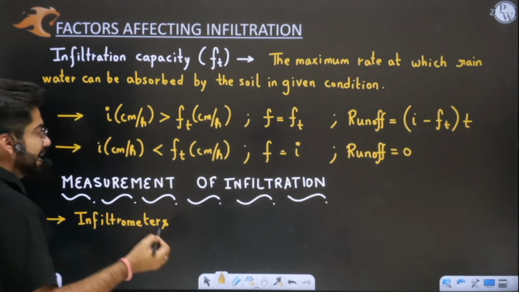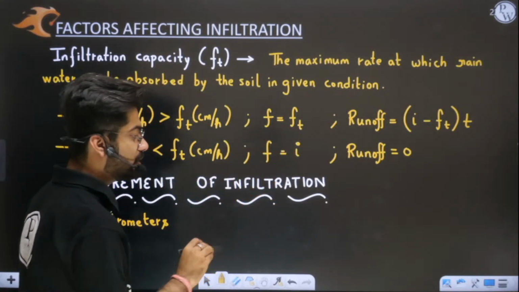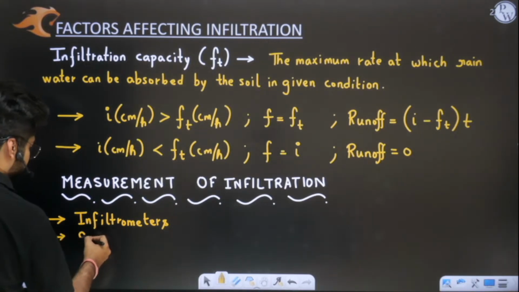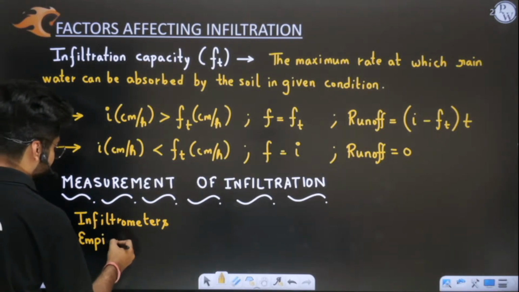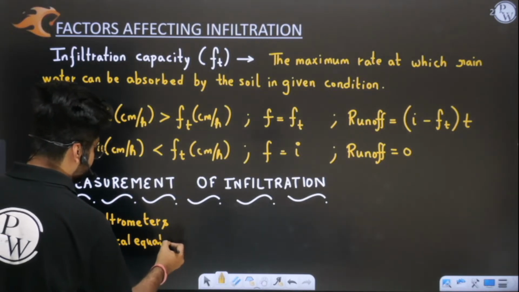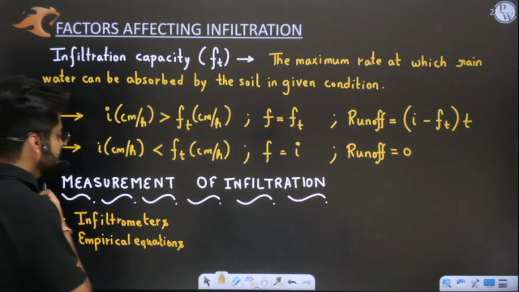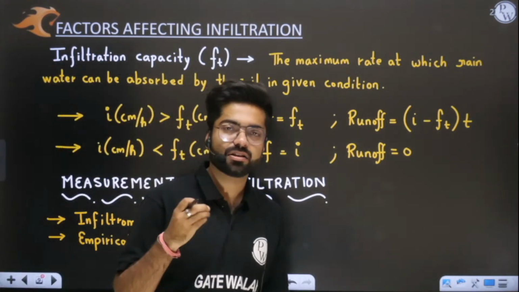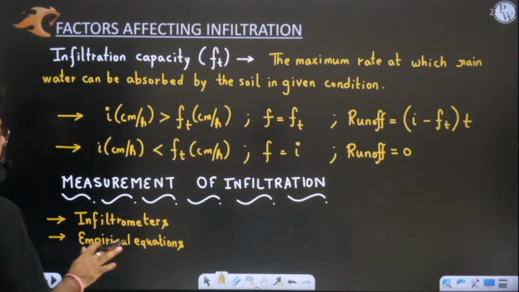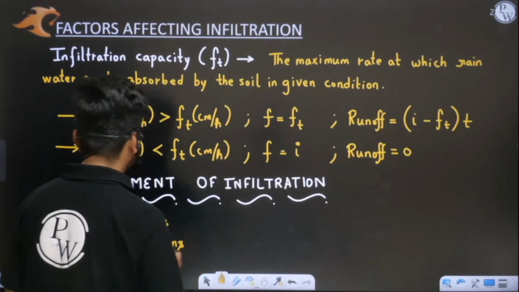The first one is flooding type. The second one is rainfall simulator. I will show you the diagram also, no need to worry. After infiltrometers, we have certain empirical equations, so that we have to discuss. In empirical equations, Horton equation is the most important one.